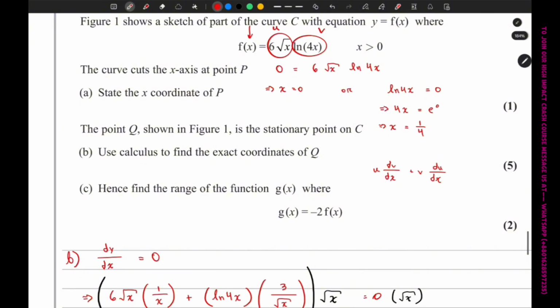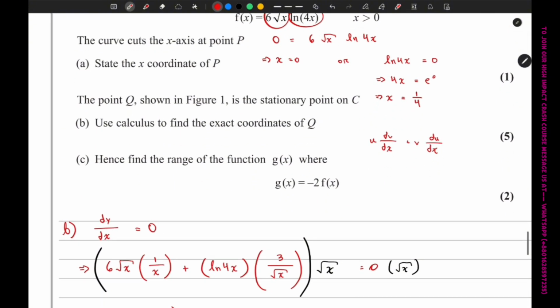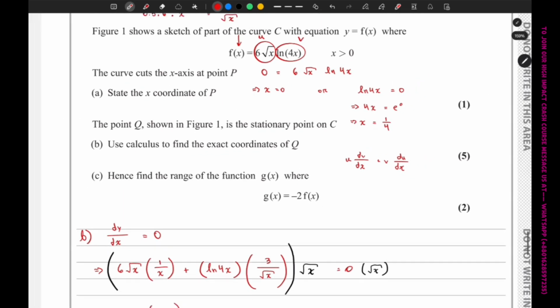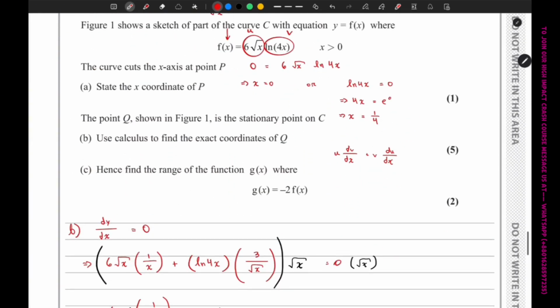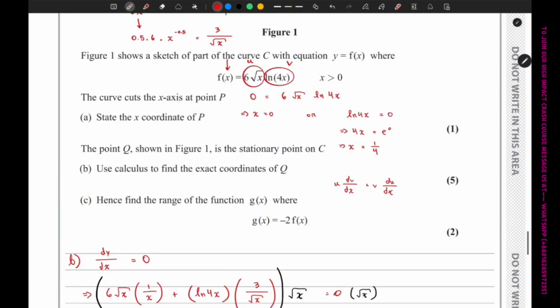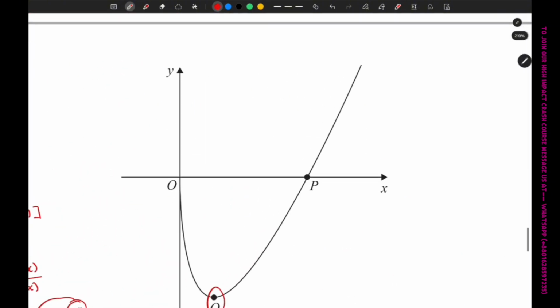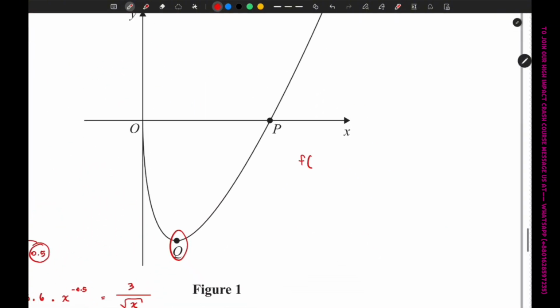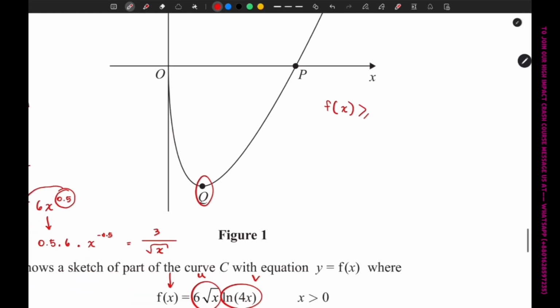Now moving on to the next part, we need to find the range of the function g(x), where g(x) equals -2 f(x). Okay, so the range of function f(x) will be, if x is greater than or equal to this value, I mean the y coordinate of Q. So the y coordinate of Q was -6 over e. So the range of f(x) is f(x) greater than or equal to -6 over e.